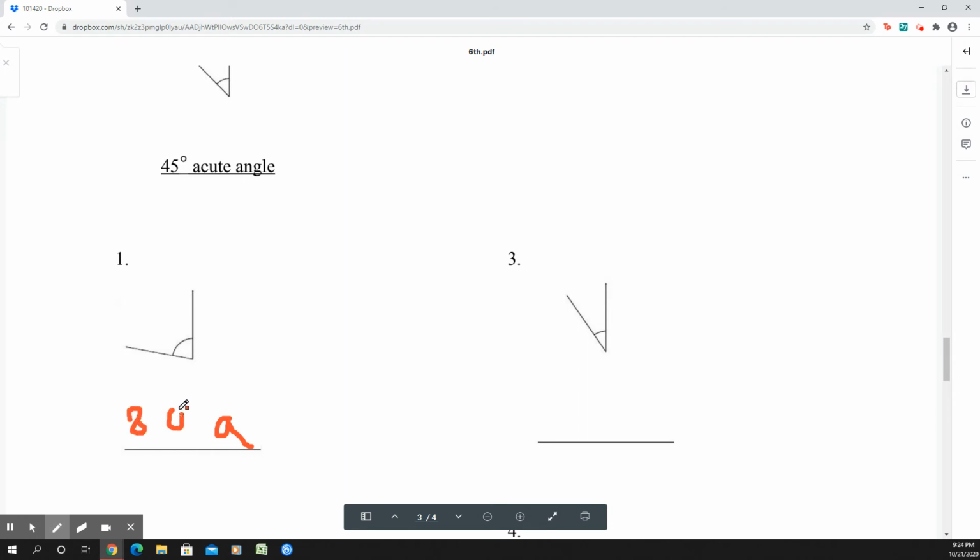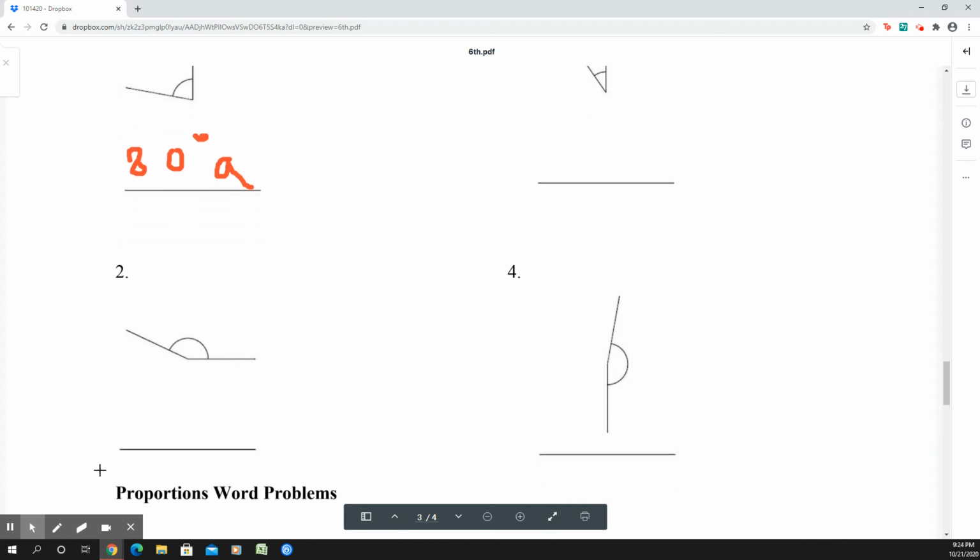If you go down here to number 2, a right angle would be this. And this is very clearly much bigger than a right angle, which means that it's an obtuse. Okay, and let's see, this would be 180 degrees. This would be 180 degrees.